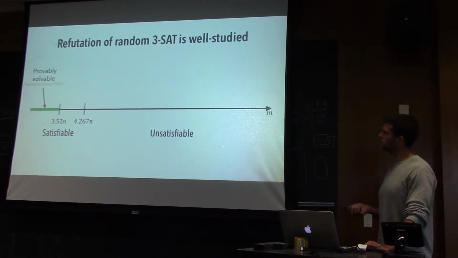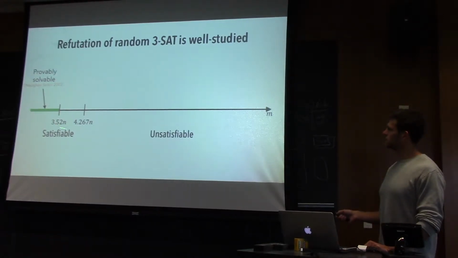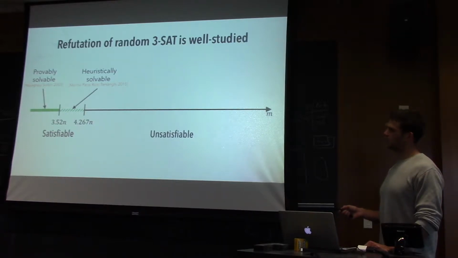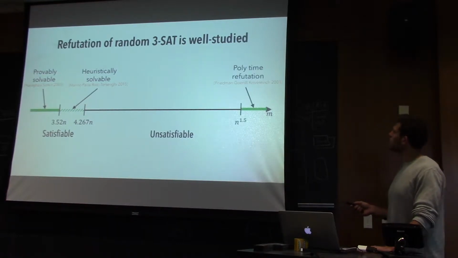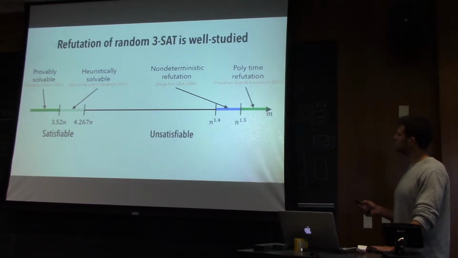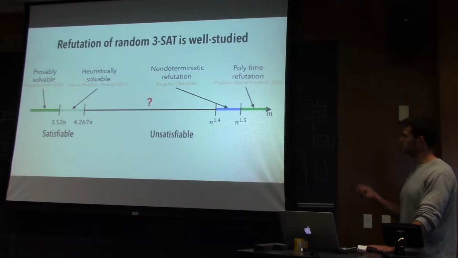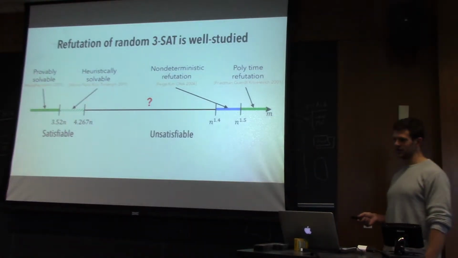So 3-SAT people have thought about this a lot. On the satisfiable side, you can prove that it's satisfiable as long as you have fewer than 3.52n constraints. Recently there's been some work on algorithms that seem to work well in practice, all the way up to the conjectured threshold. On this side, we know that you can get polytime refutation as soon as you have about n^1.5 constraints, and you can show there exists a small proof of unsatisfiability once you have n^1.4 constraints. Here, who knows? It's still open to figure out what's going on there.